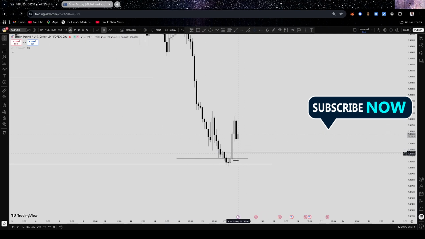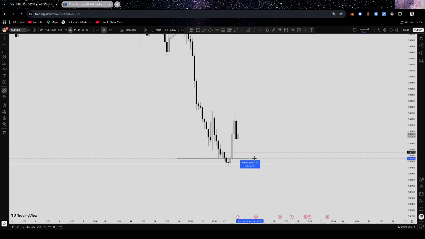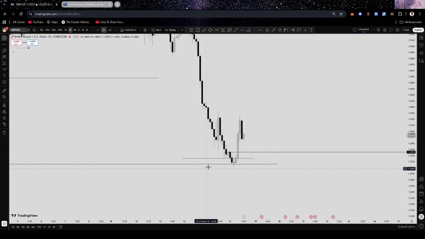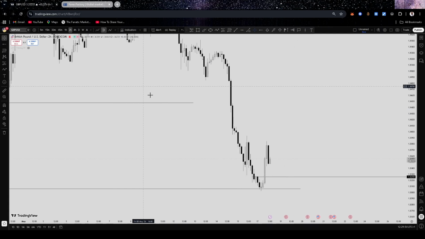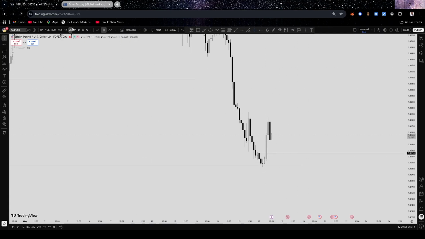Because you can set limit and then price comes and uses this key level right down here. Then after price moves in your direction, you get angry and you say you don't know, because you don't know what you're doing.